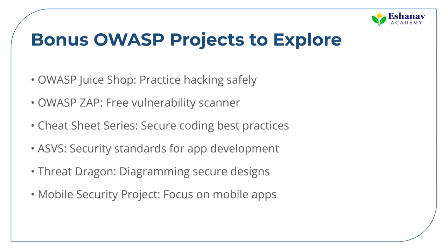If you're ready to dive deeper, try out some of their projects. Juice Shop is a deliberately broken app you can hack legally. Great for learning hands-on. OWASP ZAP scans web apps for vulnerabilities, like your personal security assistant. The Cheat Sheet series gives bite-sized guides for secure coding. ASVS helps teams follow strong security standards, while Threat Dragon helps you map threats visually. Whether you're a coder, tester, or designer, there's a tool here to level up your defenses.